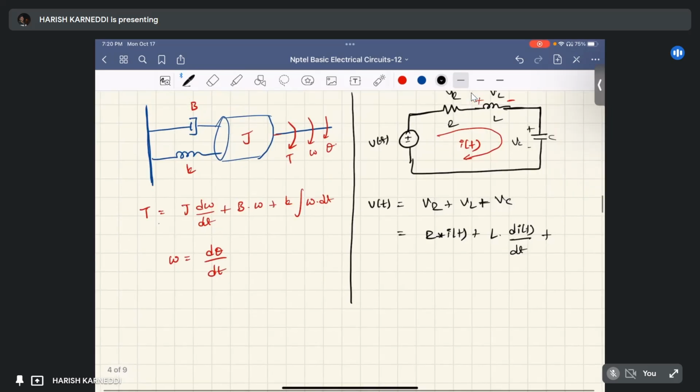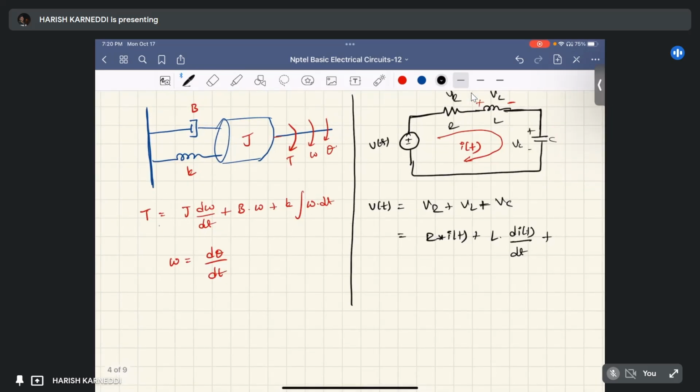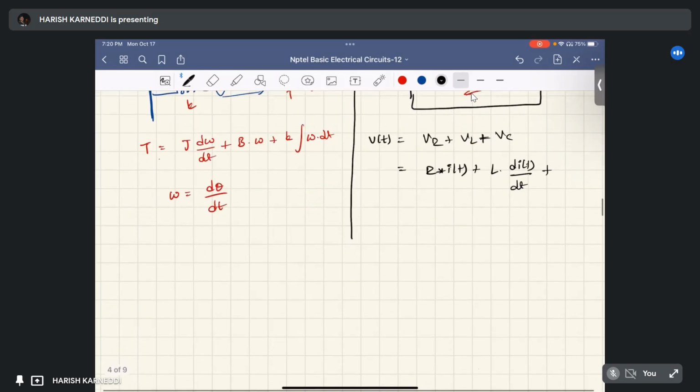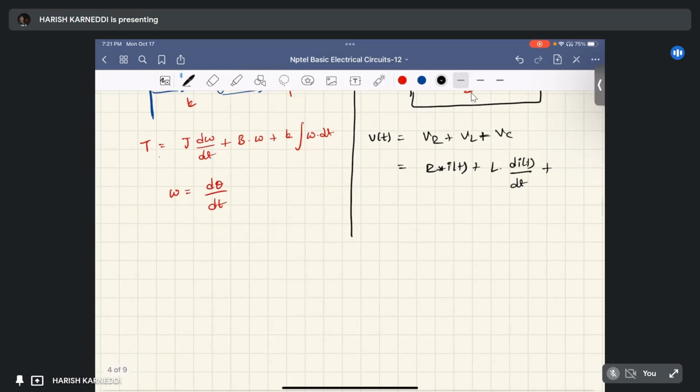Similarly, the current I of t is flowing through the capacitor. The voltage across the capacitor is Vc of t. One can write Vc of t equal to 1 by C integral of I of t into dt. Right? This is one way of representation.